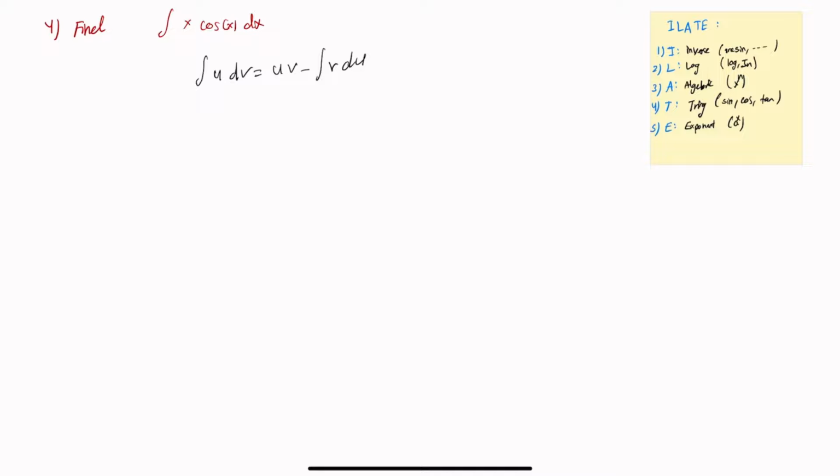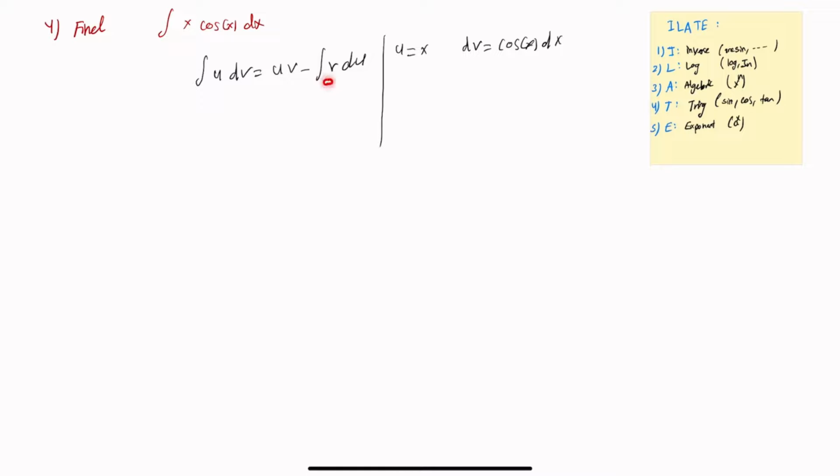Here we have two expressions. We have x and cosine of x. So we have an algebraic expression and then we have a trig expression. Here from ILATE, we can see that the algebraic expression comes before the trig expression. Therefore, I'm going to assign u equal to x. And then the rest is going to be equal to dv, which is cosine of x dx.